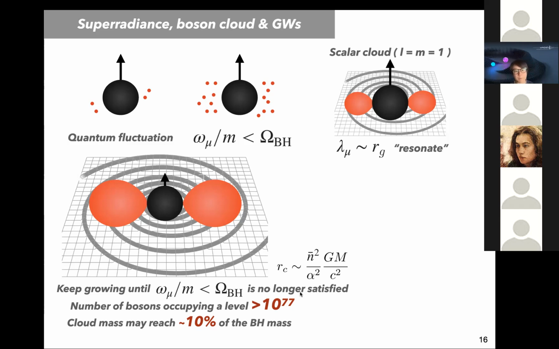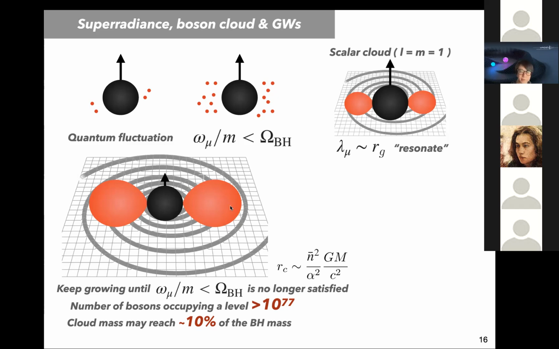And in an optimal case, the cloud mass can reach about 10% of the black hole mass. So that's a significant amount of energy. And the size of the cloud really depends on the fine structure constant alpha. So if it's in a very small alpha region, then the cloud is larger. But if it's on a fiducial value about 0.1-ish, that's kind of tenths of the size of the black hole.